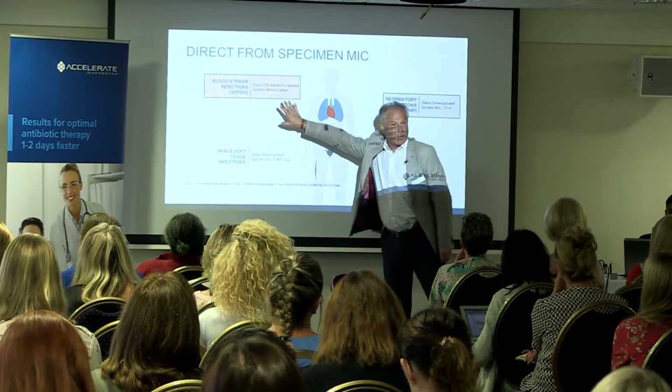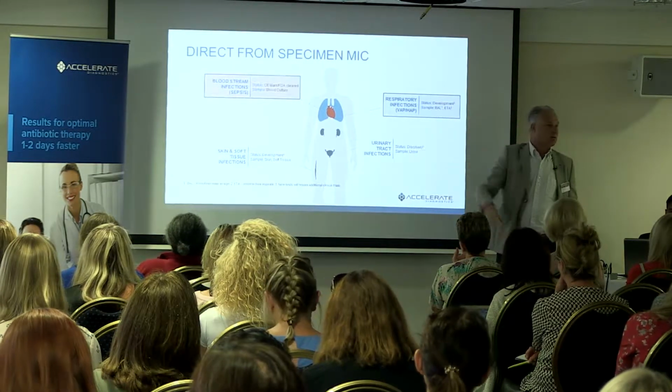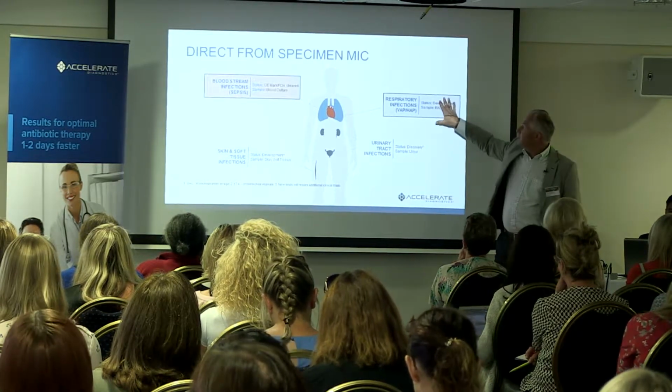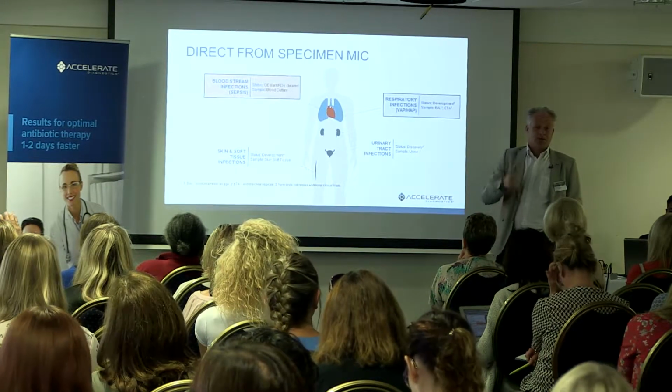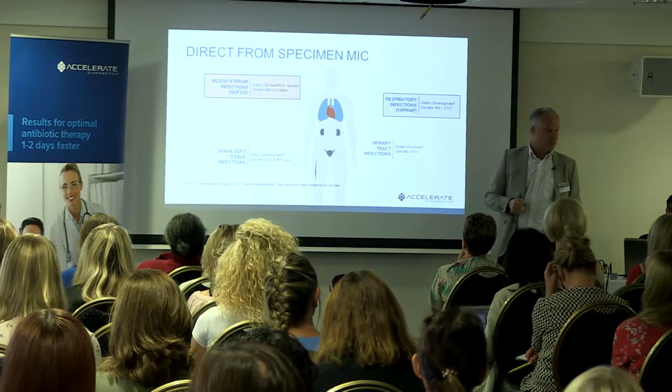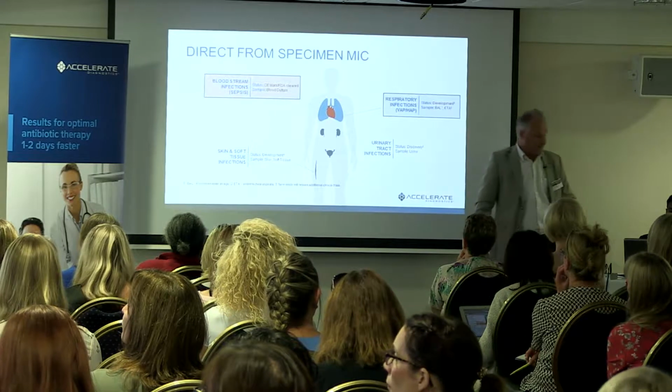Today, the first sample we have is a positive blood culture sample. That's on the market, CE marked, FDA approved. At the moment, we are in the end development of respiratory samples for ETA and BALs, for HAP and VAP. That's what we're currently working on. And next is soft tissue and urine.